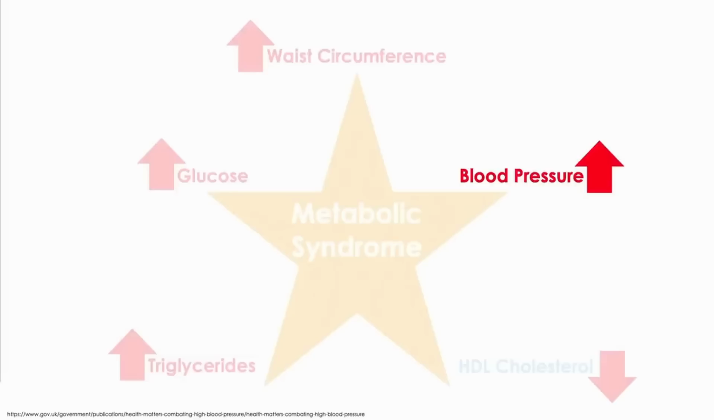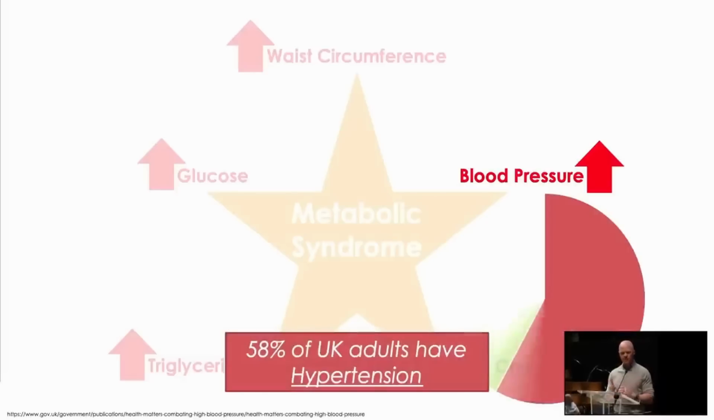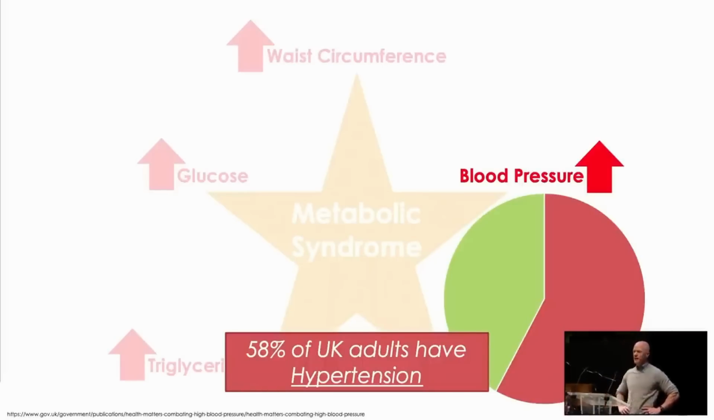Now, within the UK, the problem actually might be a little worse than we think. Because within the UK, we know that 58% of adults, almost 6 in 10, have confirmed hypertension. And hypertension is a part of the metabolic syndrome. Indeed, it's a critical part. And it's often the first sign that something's gone awry. Because while we might not measure all the other things too often, we are always measuring blood pressure.